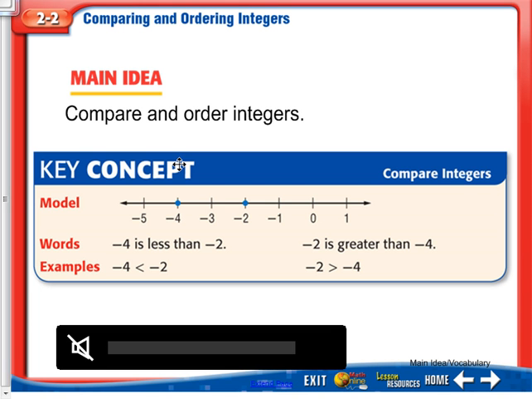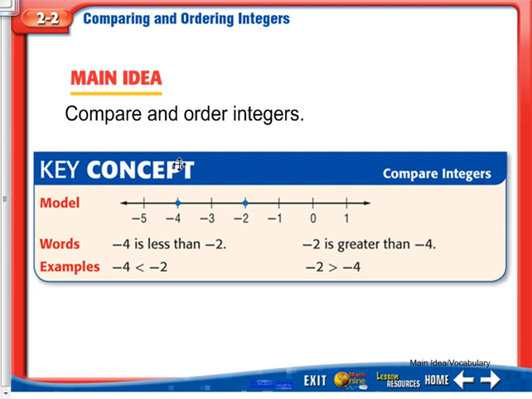In lesson 2-2, we will be comparing and ordering integers. So we'll be using symbols like less than, greater than, equal to, those sorts of things, and we'll continue to use our number line. So where it says here -4 is less than -2, we would write it as -4 is less than -2.